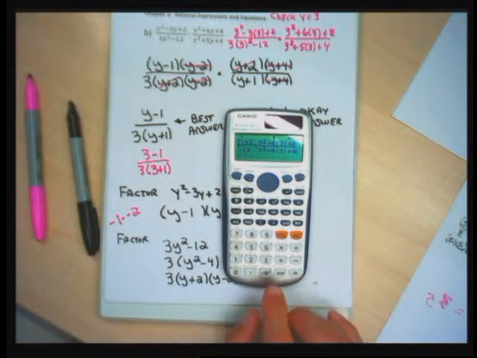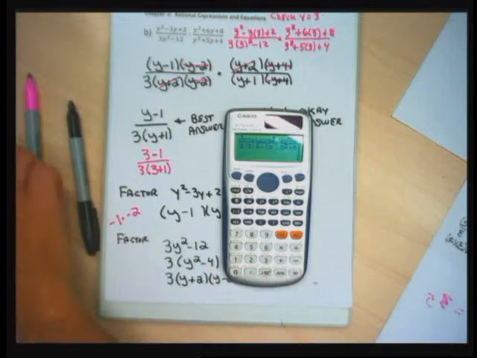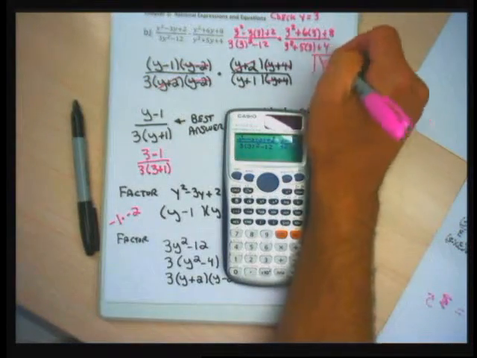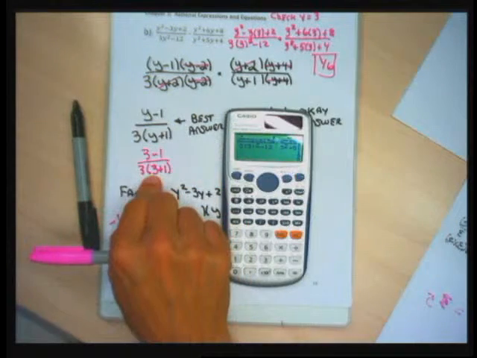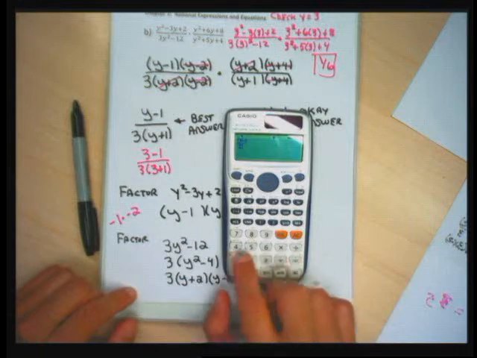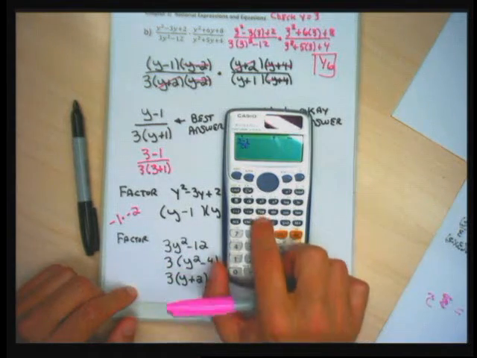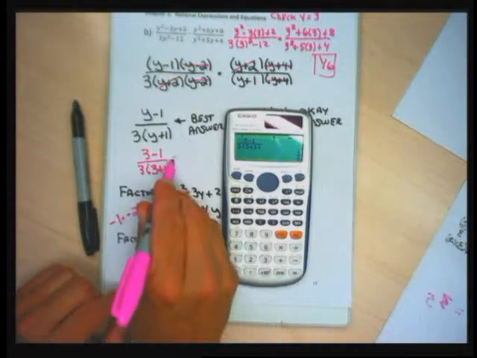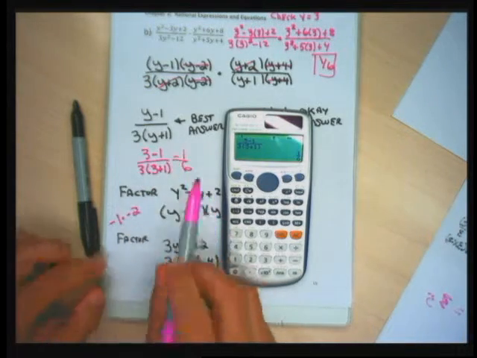It was a lot of typing. Hopefully I didn't mess anything up. I got 1 over 6. Now I'm going to go to my answer with the y changed to 3 and do the same. So I'm going to go 3 minus 1 over 3 times 3 plus 1. And I get 1/6 again. So I'm comfortable with my answer.